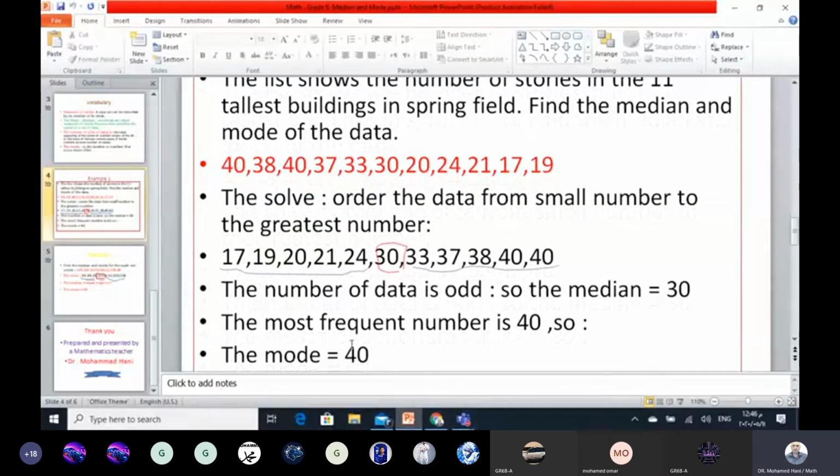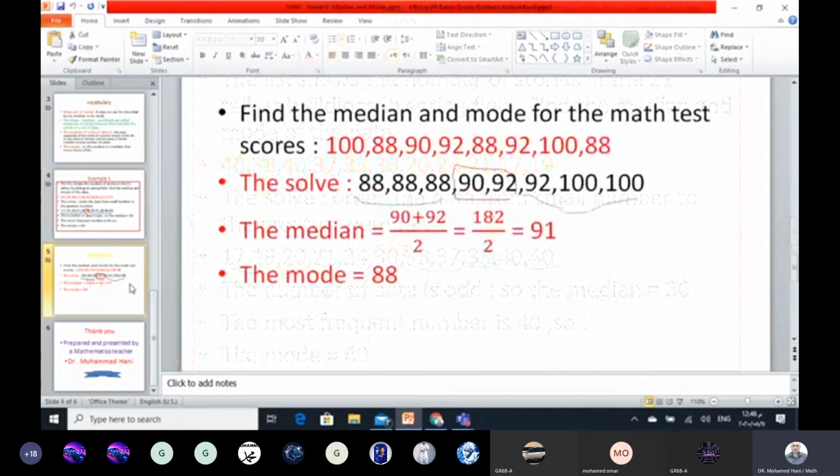So how to solve the mode? It is the number that occurs most frequently, the most repeated. Which number is repeated the most? Here the 40 is repeated 2 times, and each other number is repeated just 1 time. So the mode here will be 40.